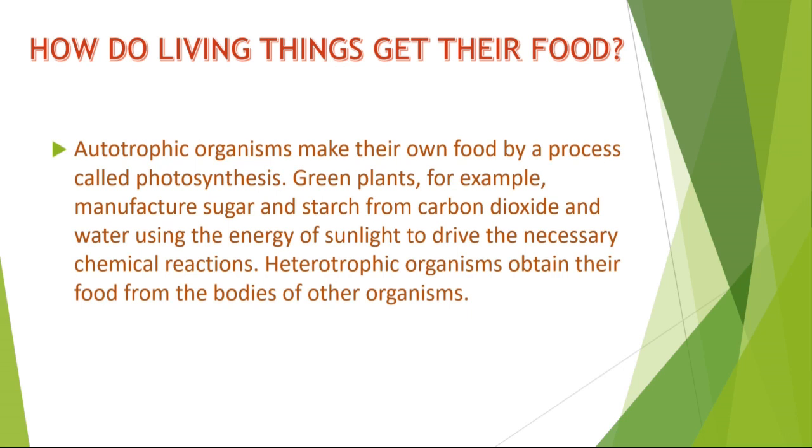Now, what do autotrophic organisms do? They make their own food by the process of photosynthesis. Green plants, for example, manufacture sugar and starch from carbon dioxide and water using the energy of sunlight to drive the necessary chemical reactions inside their body. And heterotrophic organisms obtain their food from the bodies of other organisms.